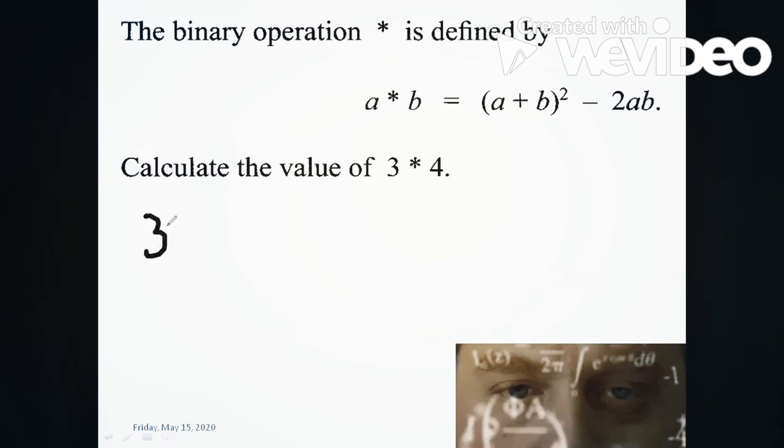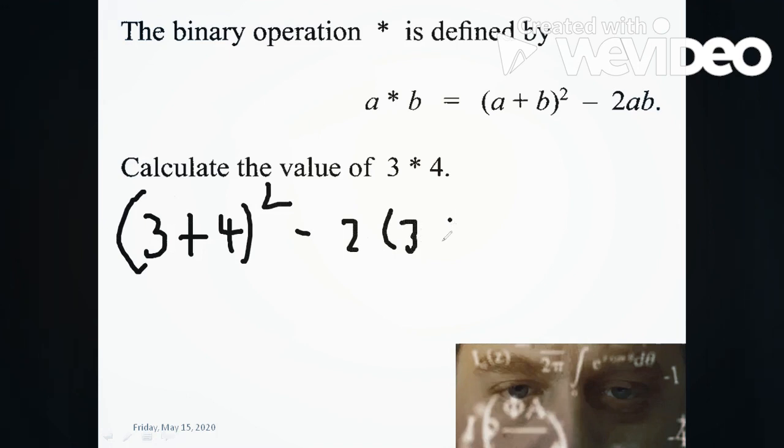That's going to be 3 plus 4 squared, subtract 2 times a, which is 3, times 4.